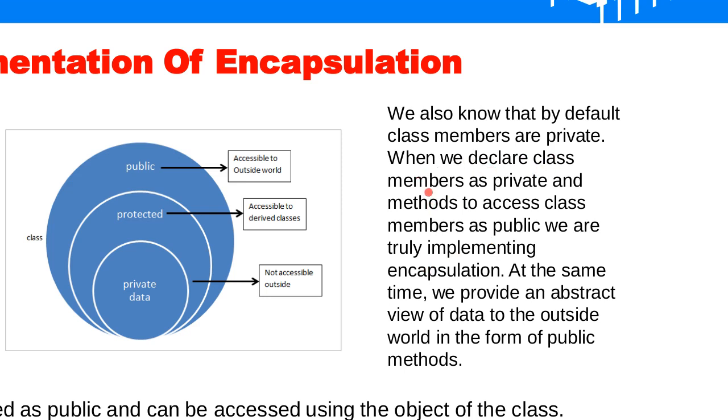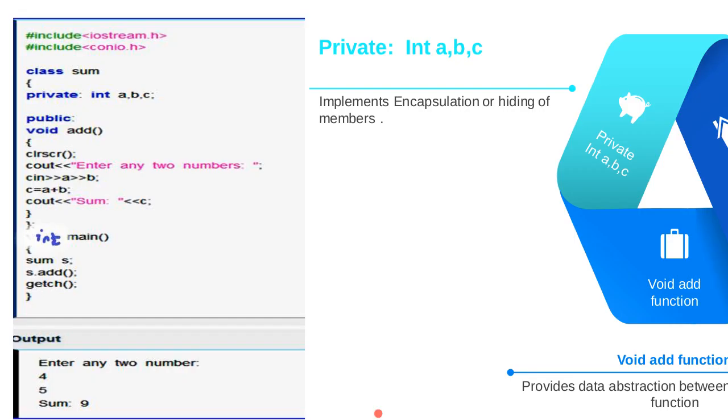When we declare class variables as private and a function to access the class members as public, we are truly implementing encapsulation. If I go there again, our class members, our class variables are in the private, and our method or function that is going to give them to the outside world, which is void add, is in public. And this is what we call encapsulation.